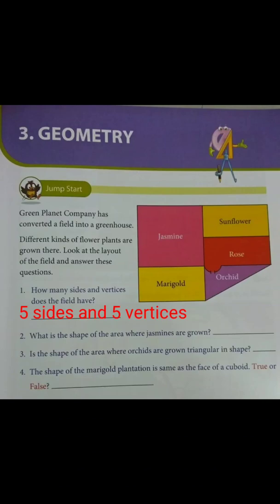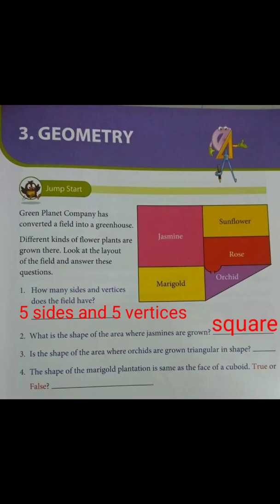What is the shape of the area where jasmines are grown? So here look at the picture. We see that the shape of the area in which the jasmine grows is square. So here you have to write square. So square is the shape of the area where jasmines are grown.